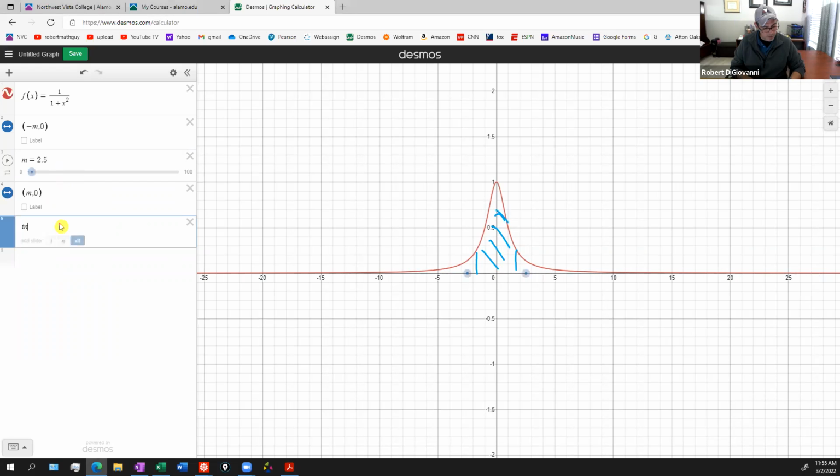I'm going to have it do the integral from negative m to m of 1 over, or do you know what? I can just do f of x dx. I don't know if y'all can see that, but that's the area right now. Can y'all see it? 2.38. Now I'm going to drag m. I'm going to go in both directions. Here we go. And watch this number. Watch what it gets closer to.